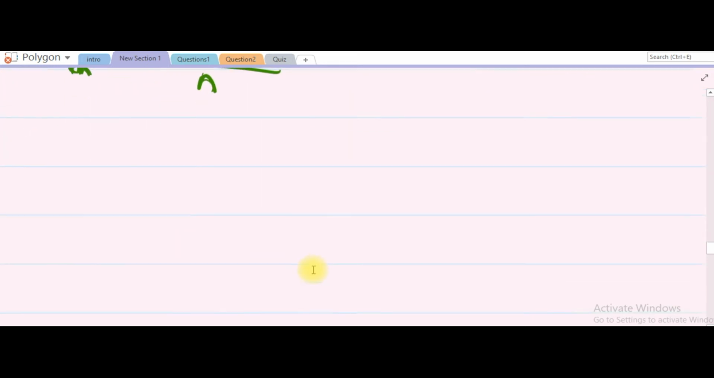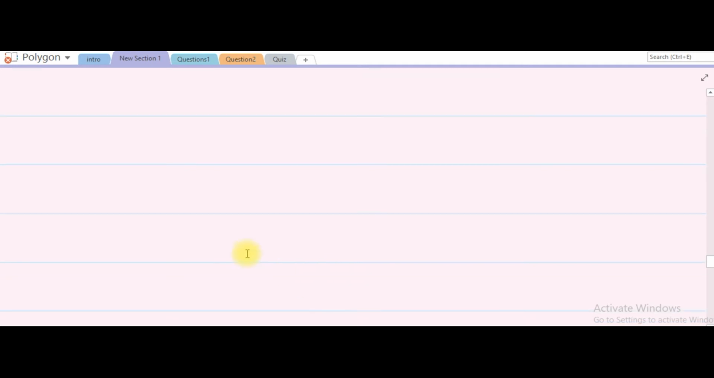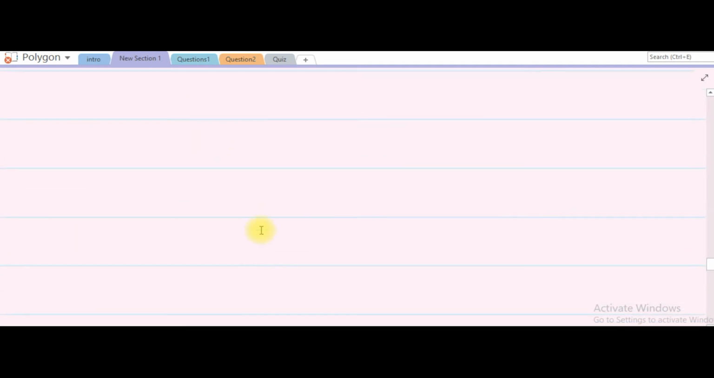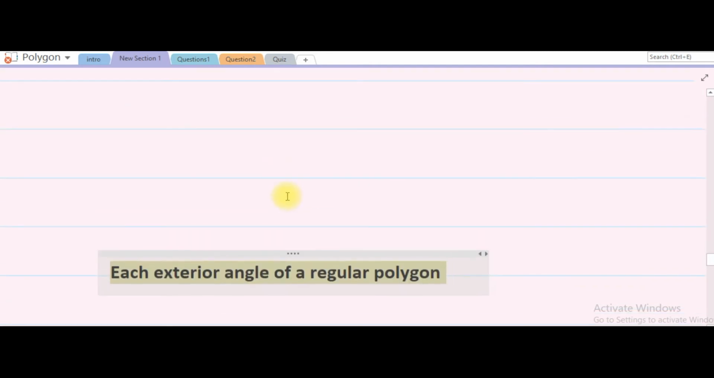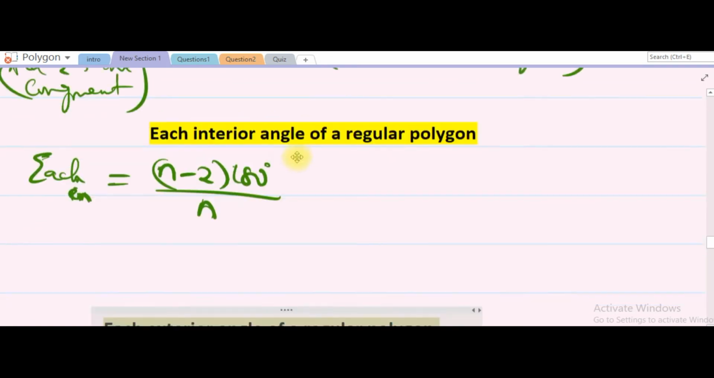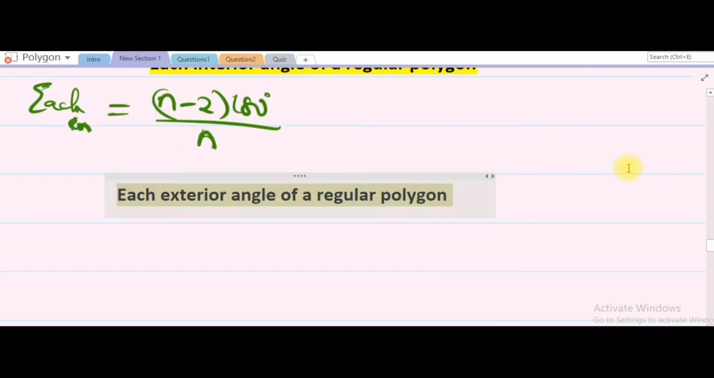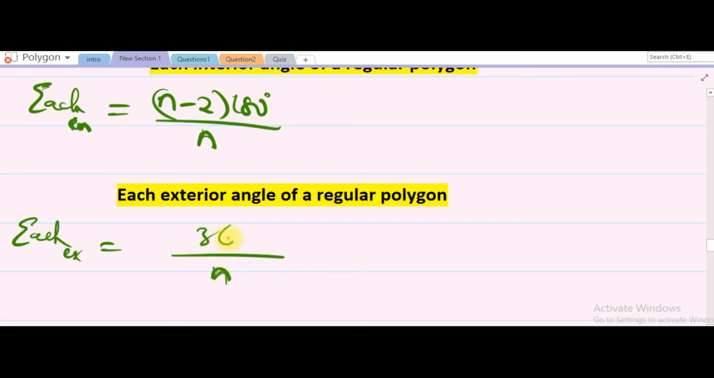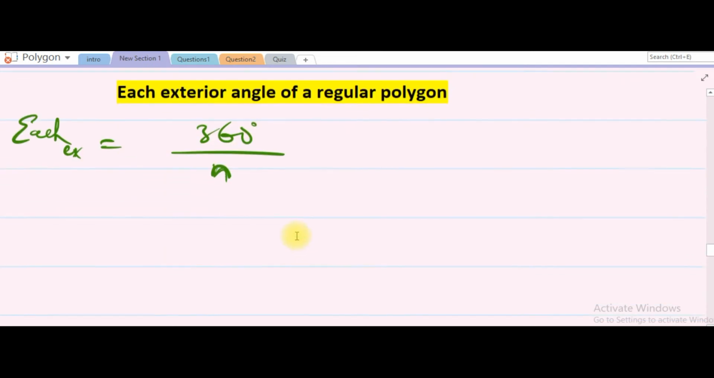The next one is each exterior angle of a polygon. In the same way, for each exterior angle of a regular polygon, remember it must be a regular polygon, each exterior angle is also the total divided by the total number of sides, and the total angle is 360. So it's a very, very important formula.